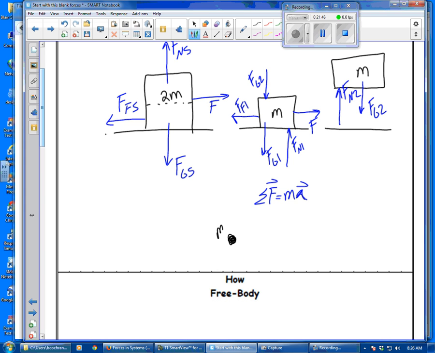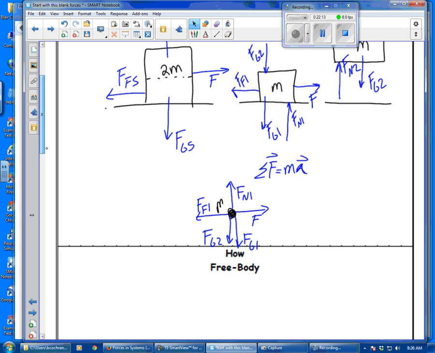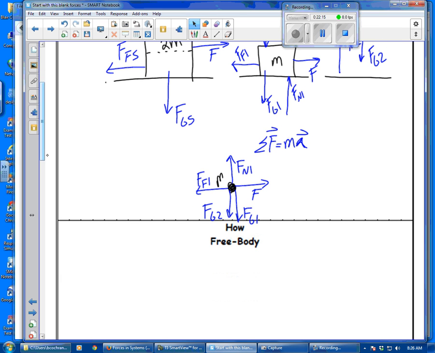M. Let's see. FN1. FG2. FG1. F. And frictional force. So there's writing my equation in a picture.